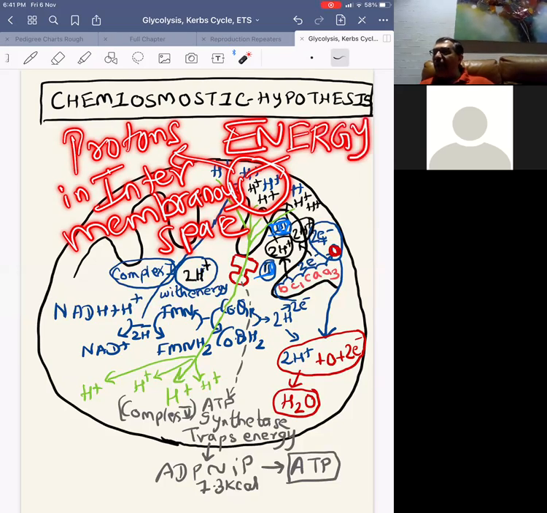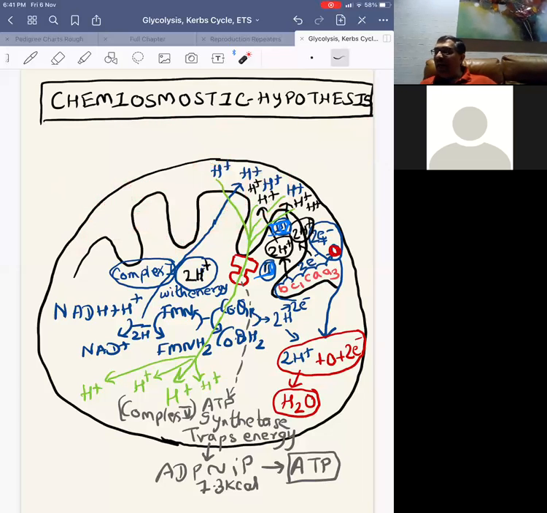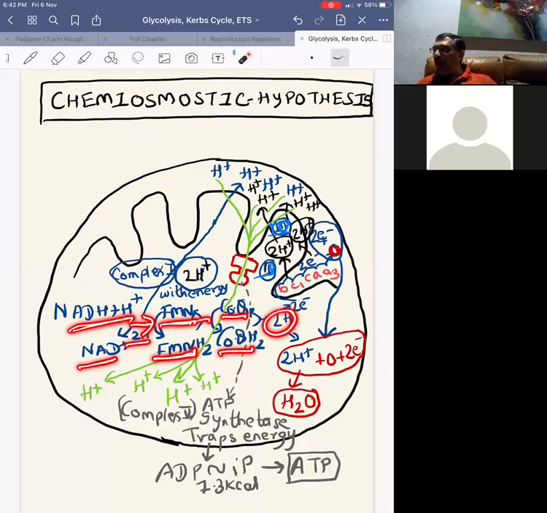And what will happen now? Protons are in the intermembranous space. In the meantime, pay attention, where had hydrogen gone? Hydrogen had gone from NADH2 to NAD, from which hydrogen went to FMN to FMNH2. Then it went from coenzyme Q to coenzyme QH2. In the meantime, 2H split to form proton and electron, of which the electron passes from B to C1, C to A to A3.